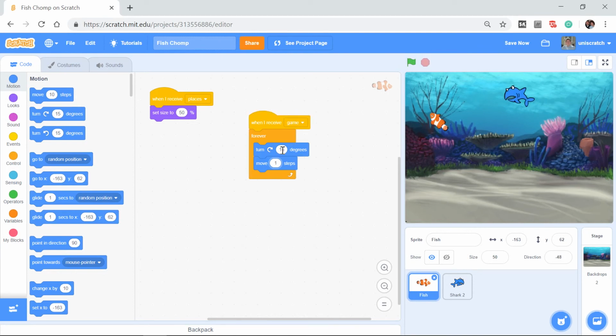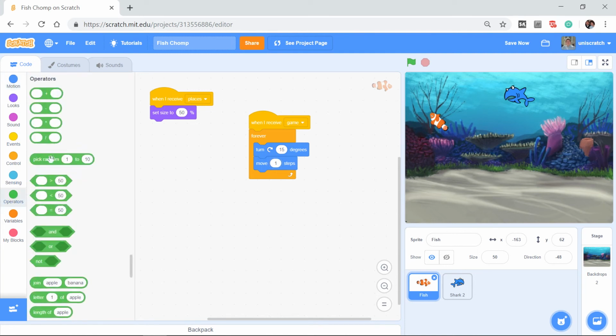And so I want him to turn some random number of degrees, and we know from the previous video that there's the random number generator here. I could do from 1 to, let's do from 1 to 15, and that's a better step, right? Now he's not moving quite so much in circles, although that's still pretty much a circle, right?